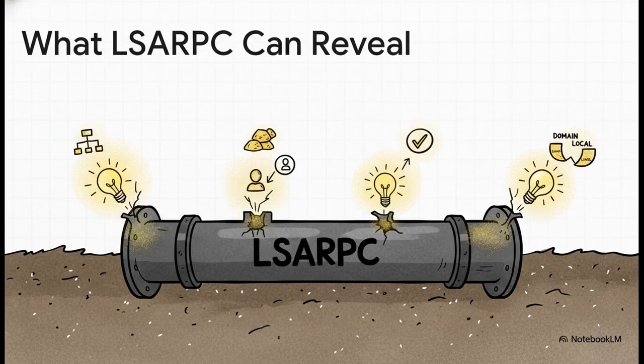Even if samr denies you that full user list, you can still get so much gold from the lsarpc pipe. You can figure out the domain's structure. You can test if specific usernames exist. You can figure out if you're on a domain controller. This is all incredibly valuable intel.